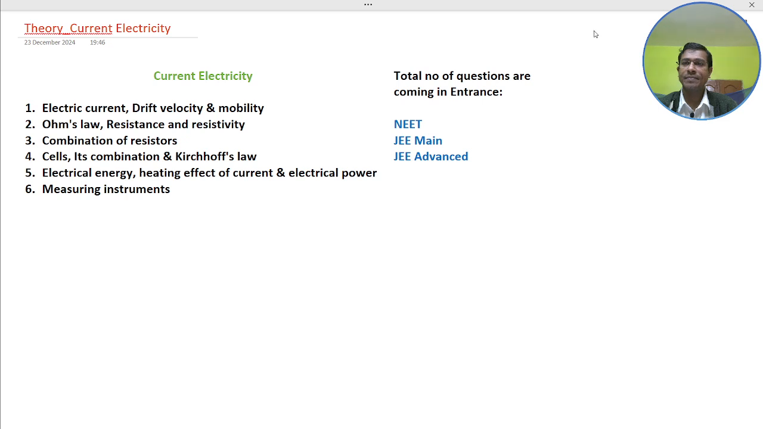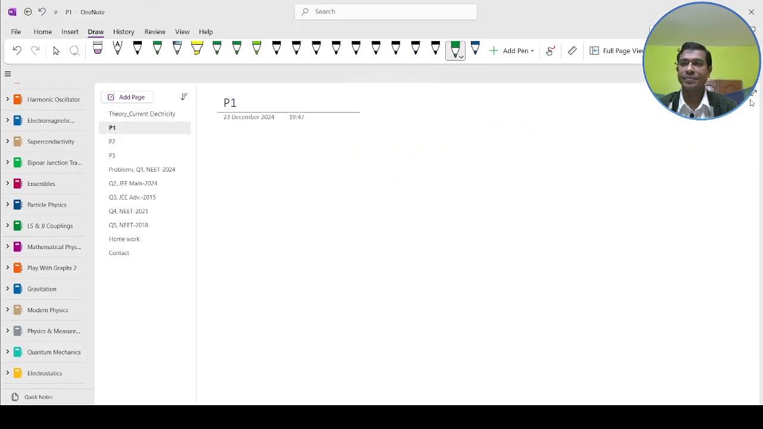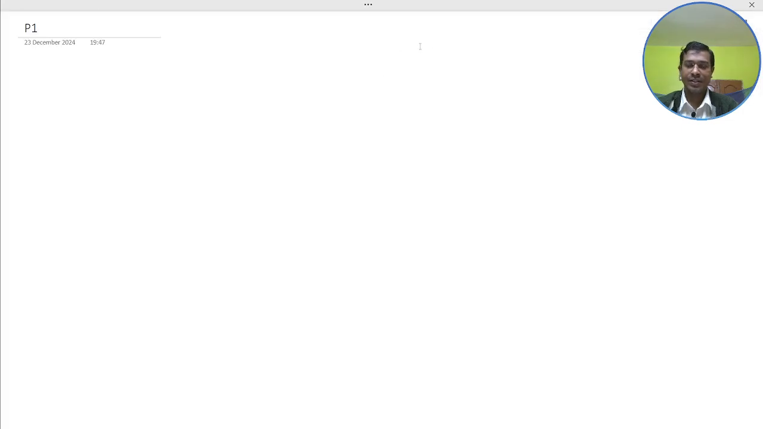In your NEET UG exam, in the current electricity chapter there are 2 or 3 questions coming, for JEE Main 3 or 4, and for JEE Advanced 3. So this is an important topic. First we discuss the electric current and the circuit.